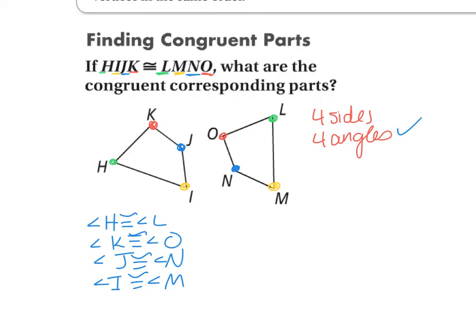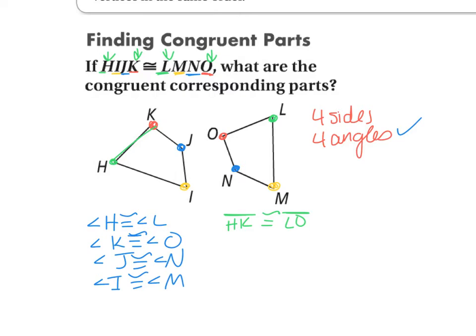Now the next one is a little bit trickier, but we can still do it. Let's go green to red. So H to K, that segment, is congruent to green to red on this one, which would be L to O. If you notice, we just did H to K and L to O. Make sure the letters are in the same place in the congruent statement.